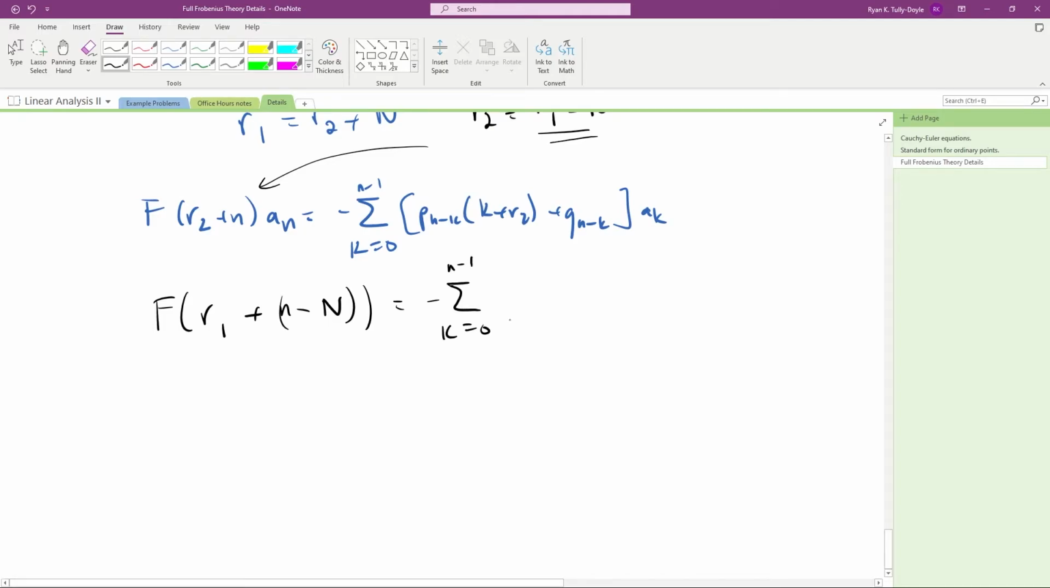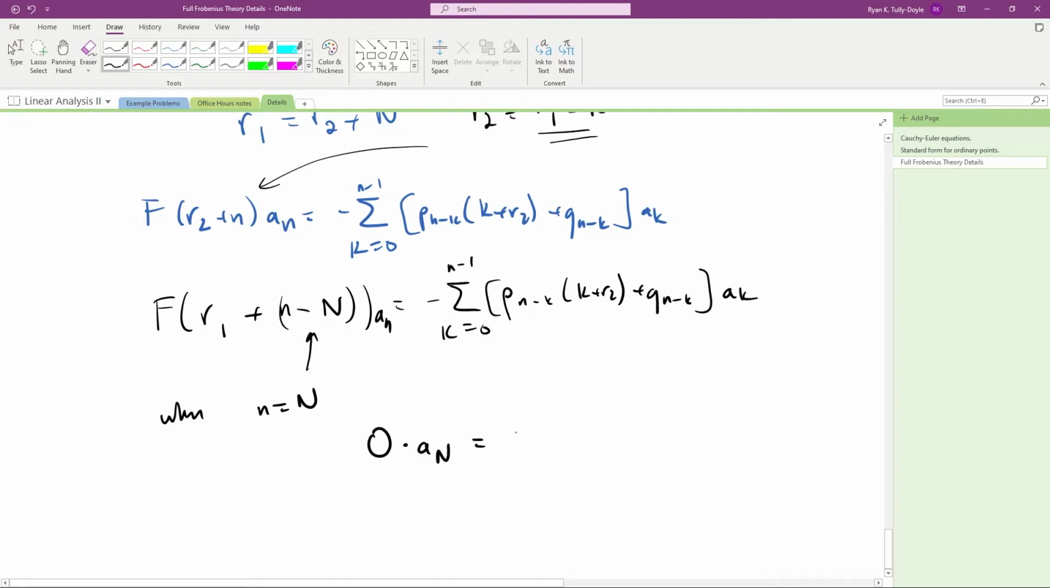Now I don't need to change the rest of it because I'm just trying to figure out where that function turns into 0. Because what could happen is when n is equal to capital N, then this is equal to 0, and the left-hand side of all of this becomes 0. So when n is equal to N, you get 0 times a_N is equal to the sum from k equals 0 to capital N minus 1 of p_(N-k) plus r2 q_(N-k) a_k.